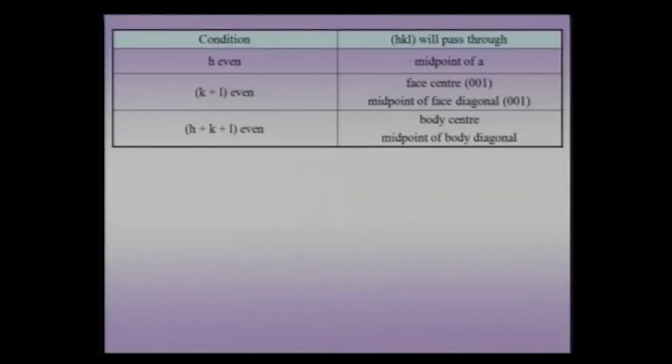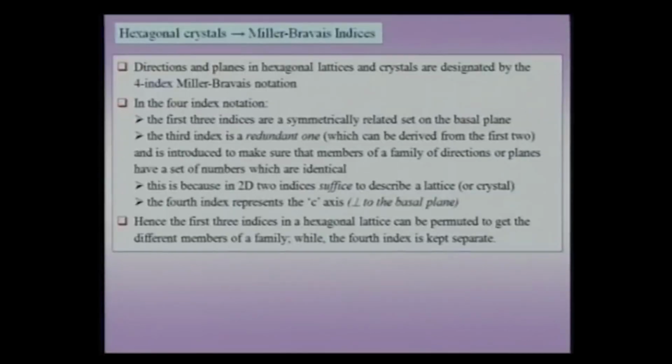Additionally, you will notice that if H is even, the plane will pass through the midpoint of A. If H plus K plus L is even, the HKL plane will pass through the face center of 001, and if H plus K plus L is even, it will pass through the body center, or the midpoint of the body diagonal. So, we have to note there is additional information we can obtain from understanding these Miller indices, though at this point of time I am just briefly mentioning it, I am not going into the details of this analysis.